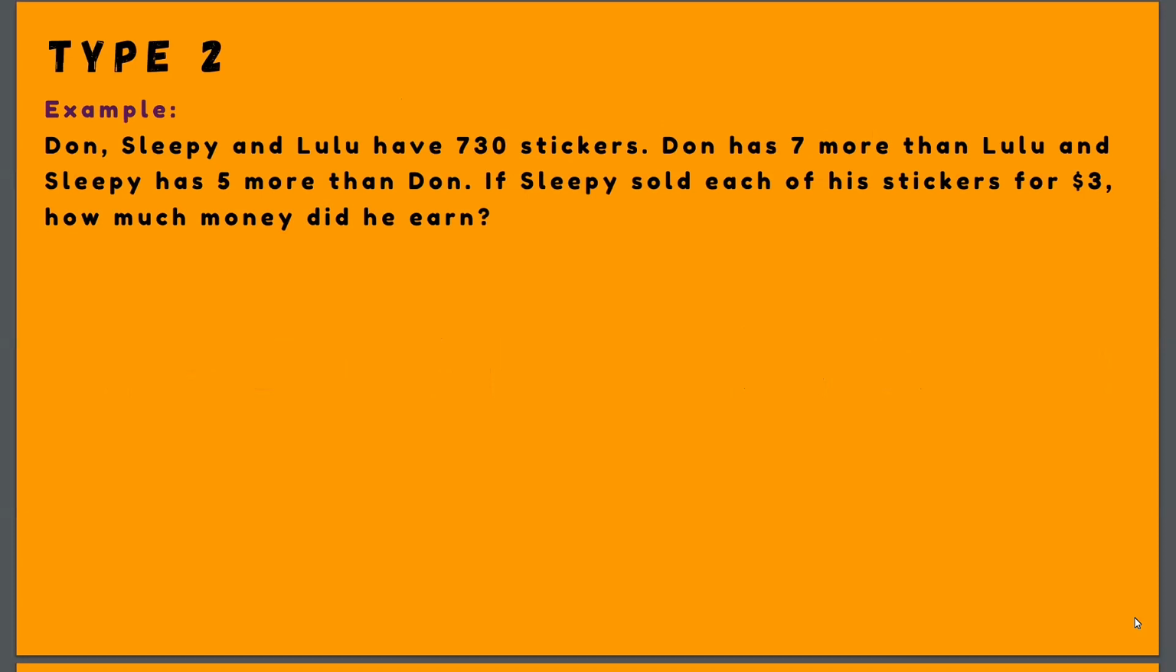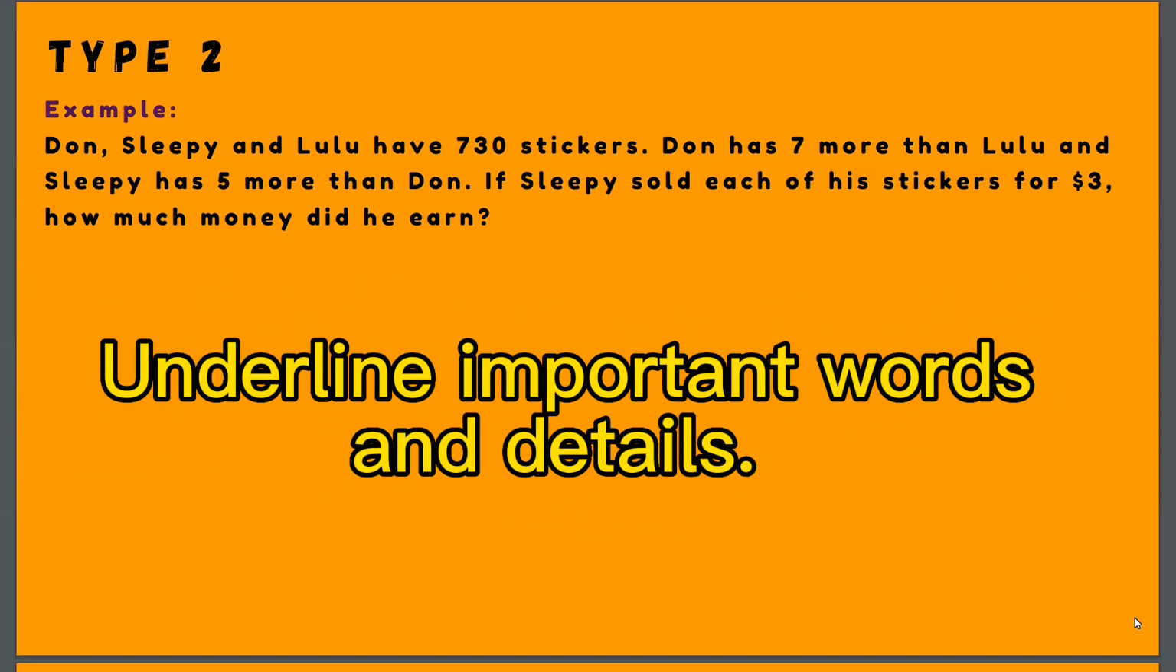Now let's see how we can tell, or how can we identify that this problem is actually unequal sharing. We know that it's unequal sharing because someone is receiving more than the other. Don has 7 more than Lulu. Sleepy has 5 more than Don. That's unequal sharing. Underline important words and details.